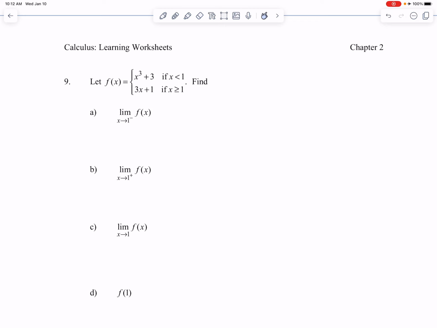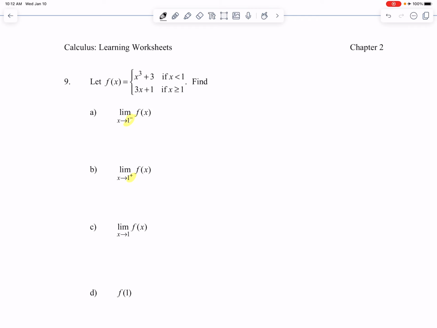Okay, now we've got kind of a piecewise function here. Let f of x be x cubed plus 3 if x is less than 1, and 3x plus 1 if x is greater than or equal to 1. Now we'll find all these limits. So we see again that plus and that minus happening. That tells us just look at it either from the left or from the right only. And it's very handy in these piecewise functions because it's 2 functions coming together.